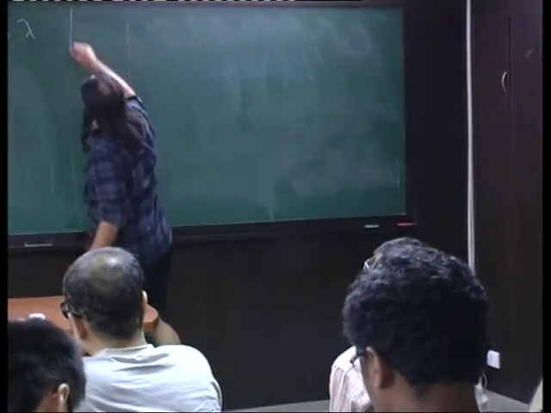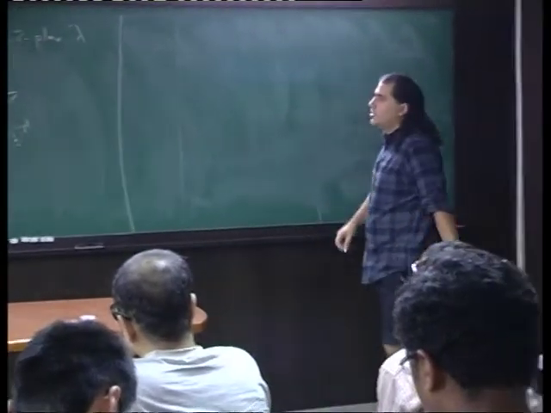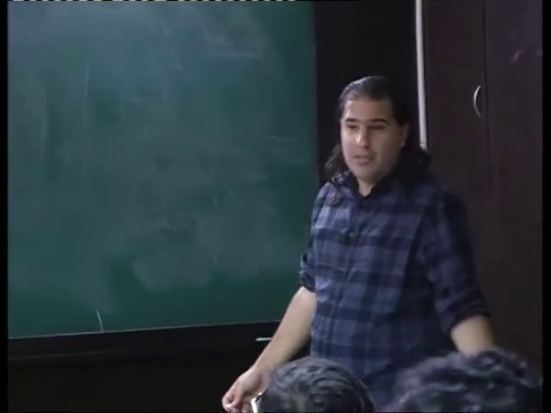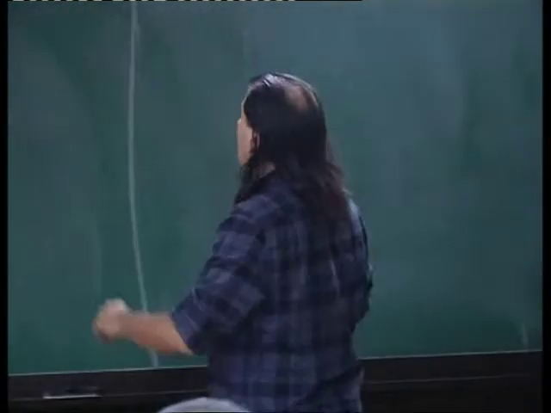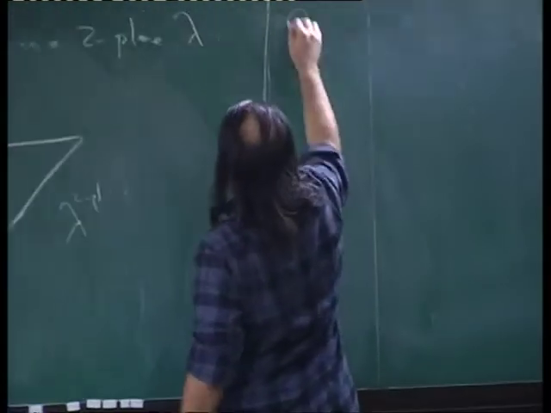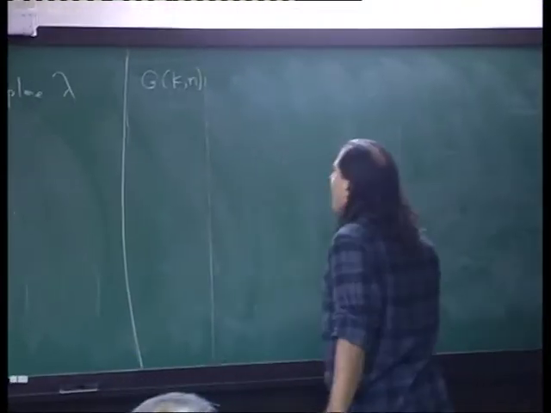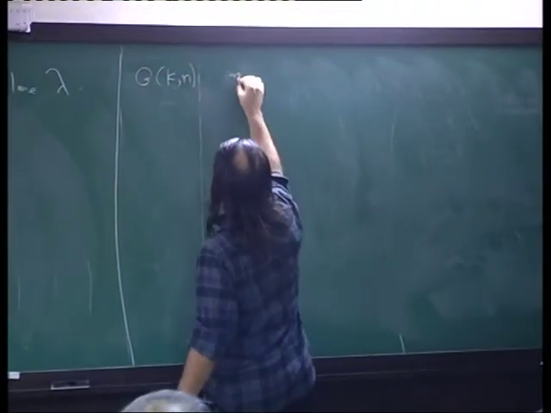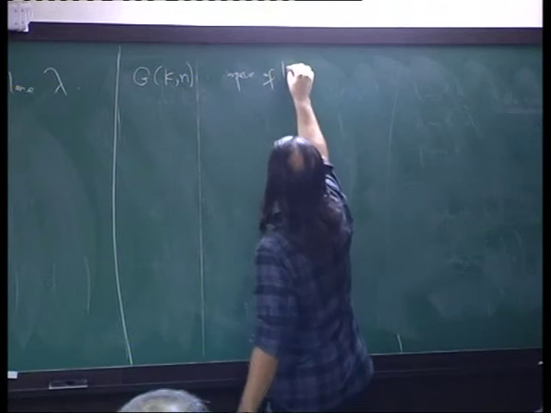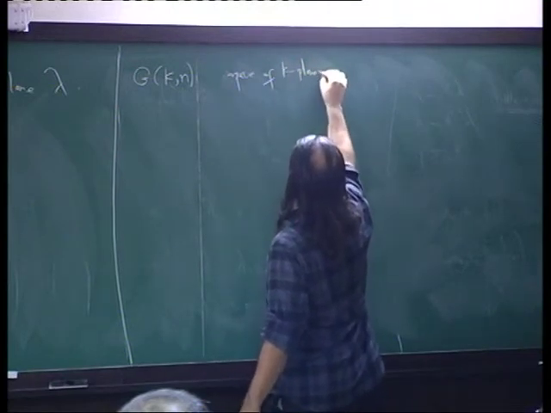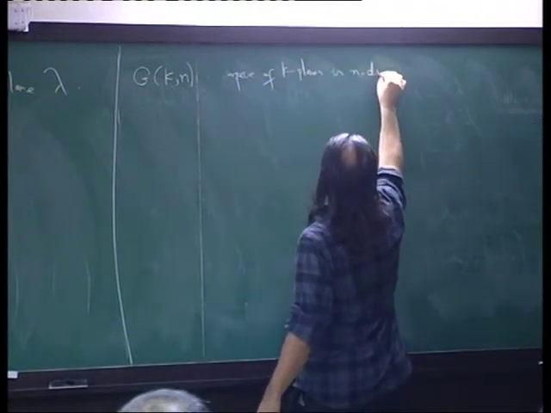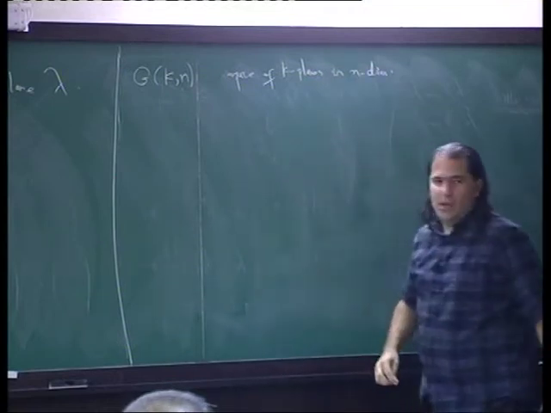Let me actually just pause for a moment. We might as well do it here because it's going to come up later. Let's pause for a moment while we're here to talk about the Grassmannian, which is labeled G(k,n), the space of k-planes in n dimensions, just so we get some basic things out of the way.